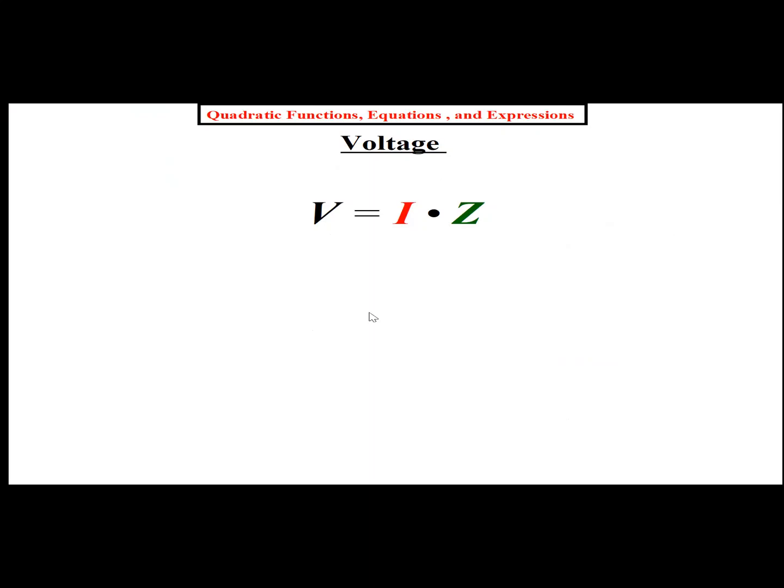So V is voltage, I is the current in amps, and Z is our impedance, which is the one we just labeled for the components. What we're going to do is I'm going to give you a diagram, and we're going to figure out how much voltage is going through each of the components, and they are going to give us how much current is going in. So here we go.